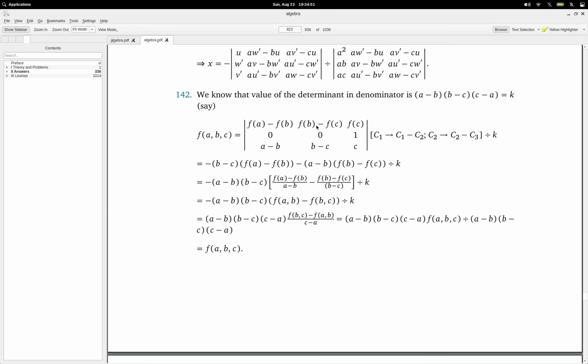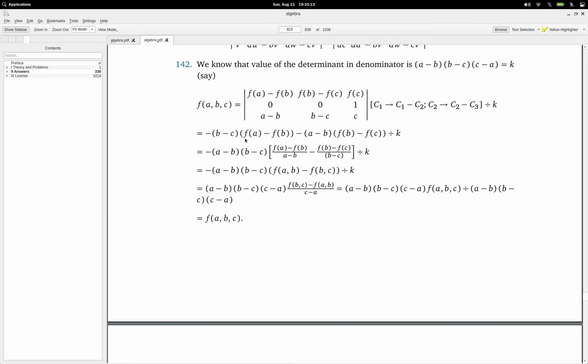Now we look at this determinant and we evaluate along this one, we get minus b minus c f of a minus b minus a minus b f of b minus f of c divided by k. Whole is divided by k. Okay. Now once we have that, we take out a minus b and b minus c, and we are left with f of a minus f of b upon a minus b minus f of b minus f of c upon b minus c divided by k.